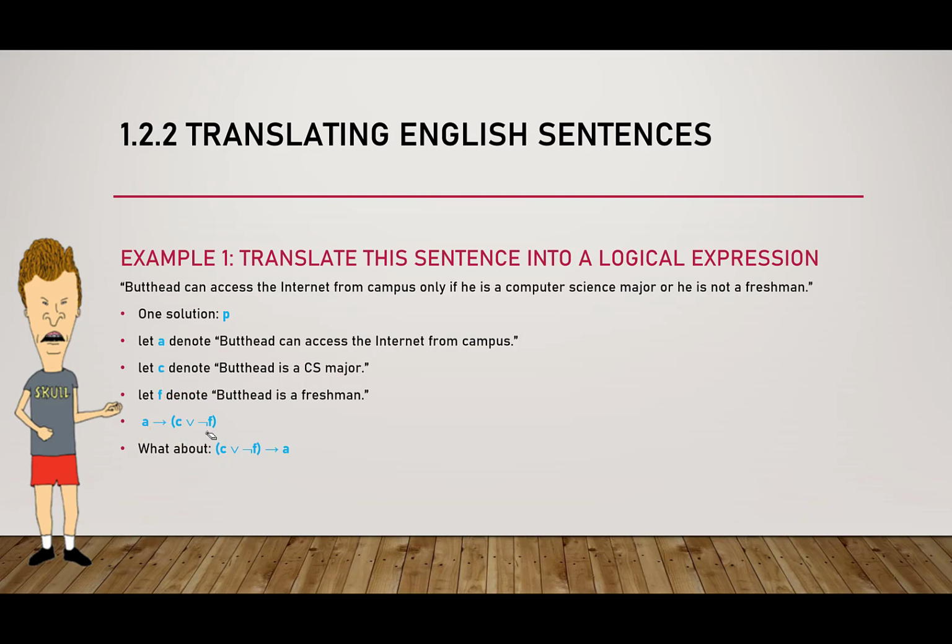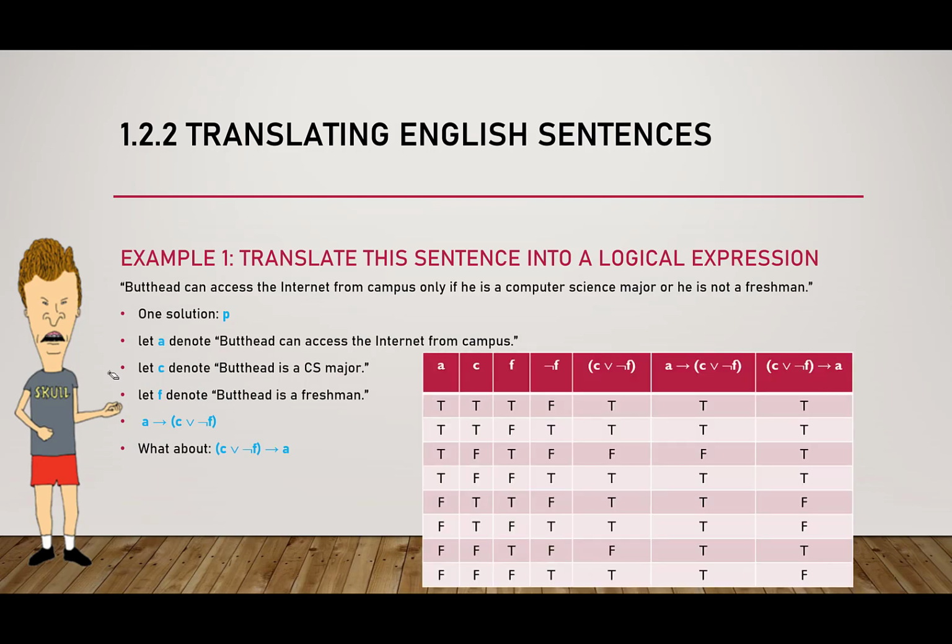Okay? And let's look at them logically in a truth table. They are different things. So take a brief minute and look at the truth table here. Make sure that we agree that it's set up properly. We have every single possible scenario of A, C, and F. And then we also make sure that we have not F right here. Then next up we have C or not F. And then here we have the first one right here. And here is the second one right below it.